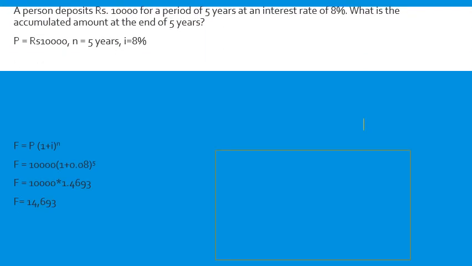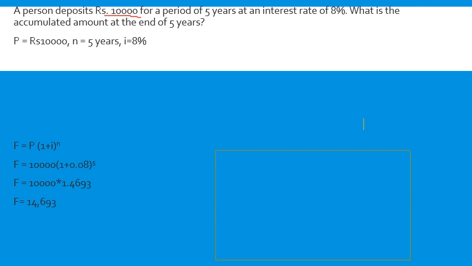The next problem is, a person deposits rupees 10,000 for a period of 5 years at an interest rate of 8%. What is the accumulated amount at the end of 5 years? Now let us understand, this problem is the relationship between what and what. That is the first step you need to identify. A person deposits rupees 10,000. When does he deposit? Normally a deposit is done at the beginning.